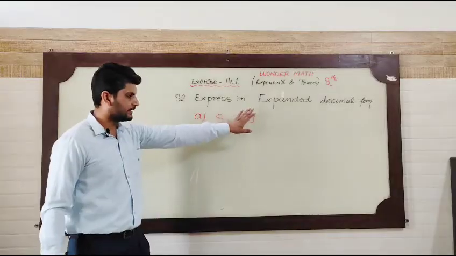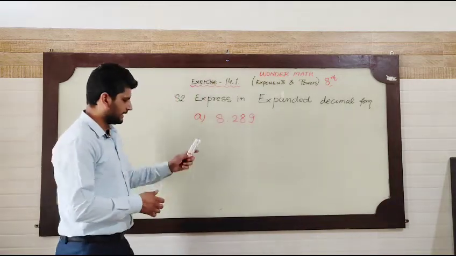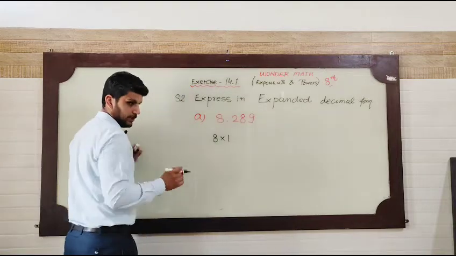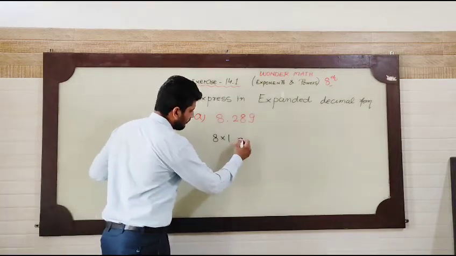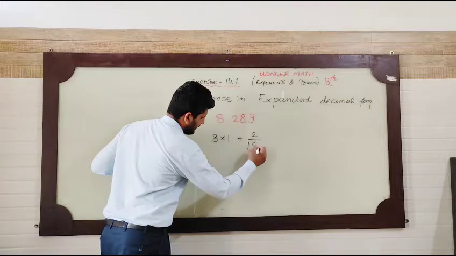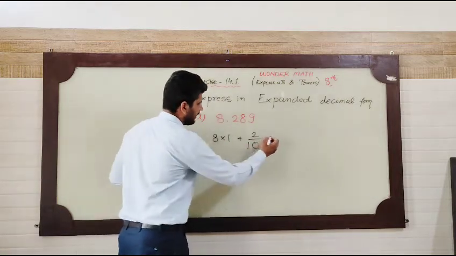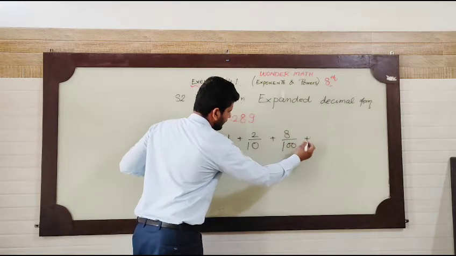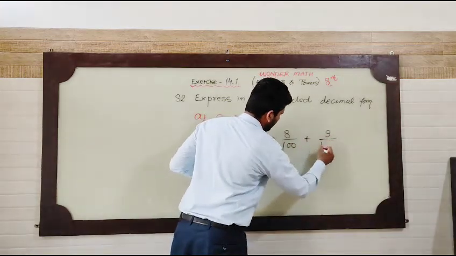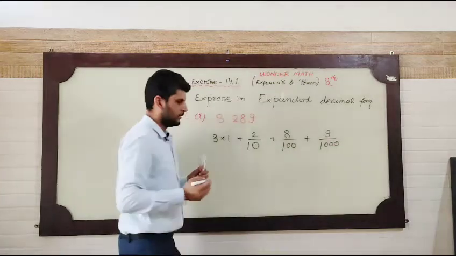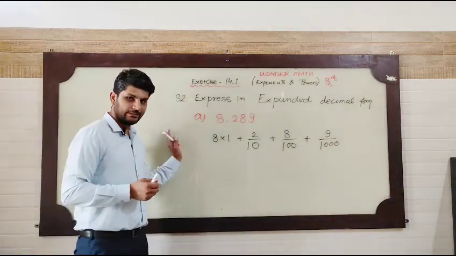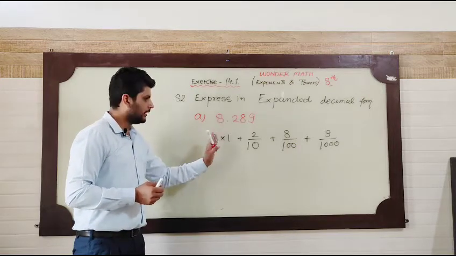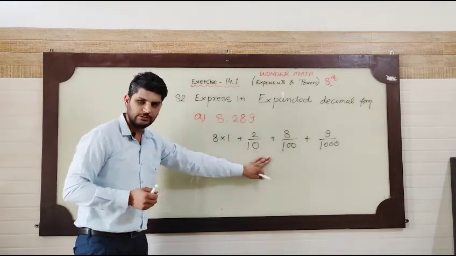And S2, expressed in expanded decimal form. We have this statement. How can we write it? 8 into 1. Now how to express after the decimal? Plus 2 divided by 10, because it is the first value after the decimal, plus 8 divided by 100, plus 9 divided by 1000. I think you have understood. If we go to the left-hand side, values will be multiplied like 1, 10, 100. If we go to the right-hand side, values will be divided.